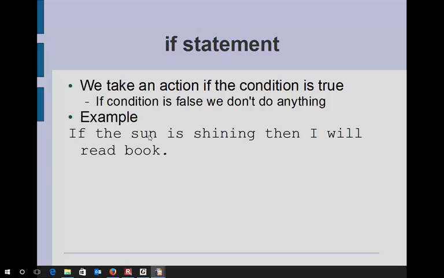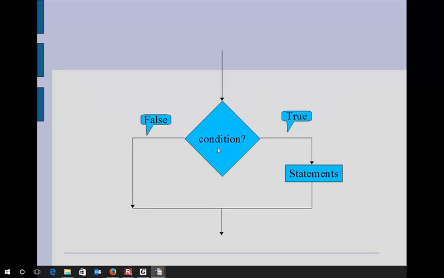Okay, so here's an example of the if statement. We are going to look at the condition. If the condition is true, we are going to do something, and if the condition is false, then we are not going to do anything. Here's a good example: if the sun is shining, then I will read a book. That means my condition is that the sun is shining. If it is true, then I'm going to read the book. And if the sun is not shining, basically if this condition is false, then I'm going to skip reading the book.